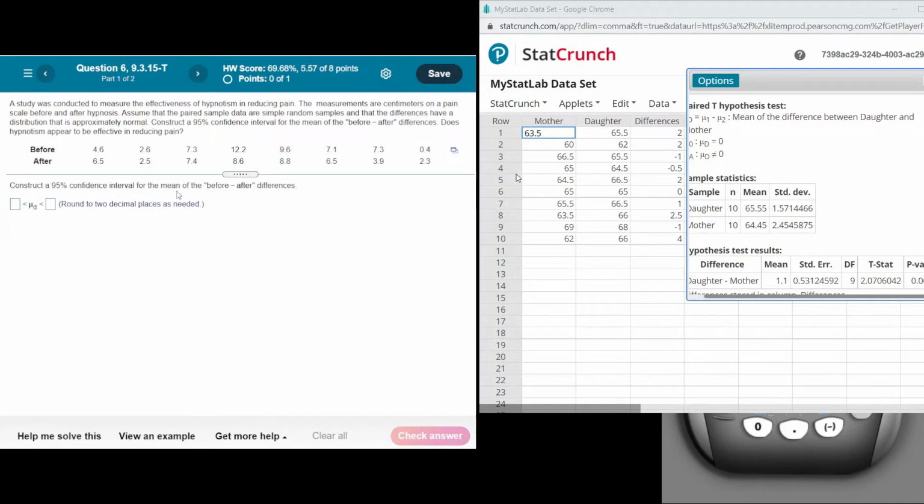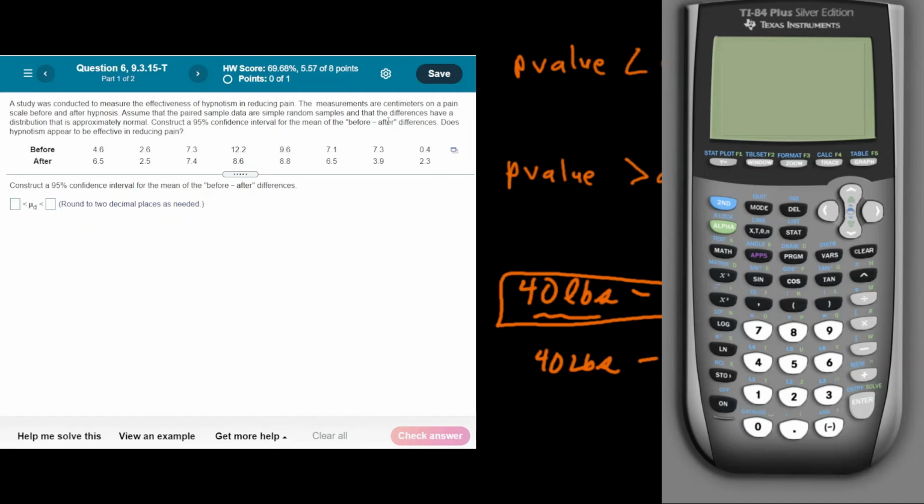All right, so anyway, let's go ahead and figure this one out. Looks like they only want the confidence interval, and they told us they want a 95% confidence interval. It says construct a 95% confidence interval for the mean of the before and after differences. Well, did they at least tell us which one comes first? A study was conducted on reducing pain, with measurements in centimeters. Assume that the paired sample data are simple random samples and that the differences have a distribution that is approximately normal. Construct a 95% confidence interval for the mean of the before and after differences.